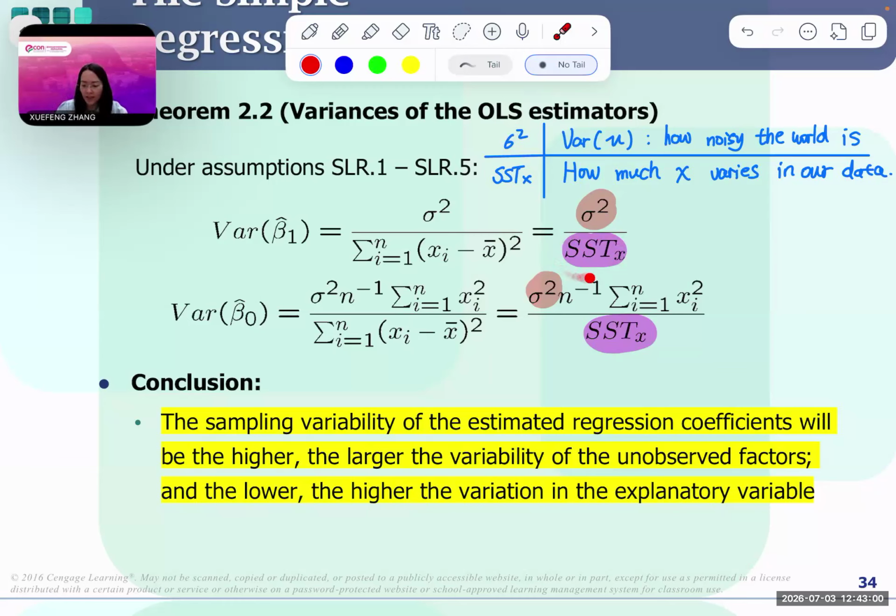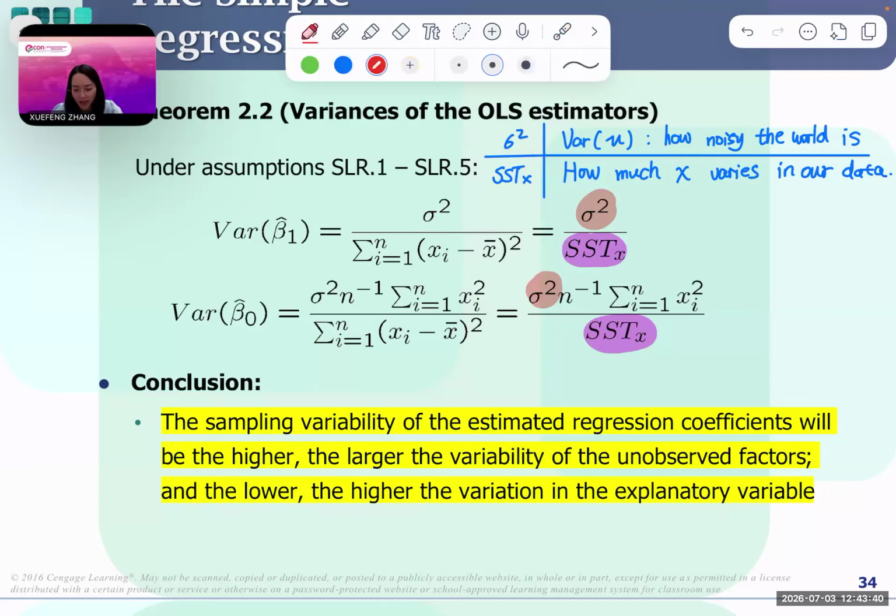Another side, look at the denominator. If SST is large, that means we have smaller variance of beta 1 hat, right? Because SST is in the denominator. So if X varies a lot in our data, our estimate is more precise. More variation in X, more data, easier to see the relationship. This is a more stable estimate, okay?